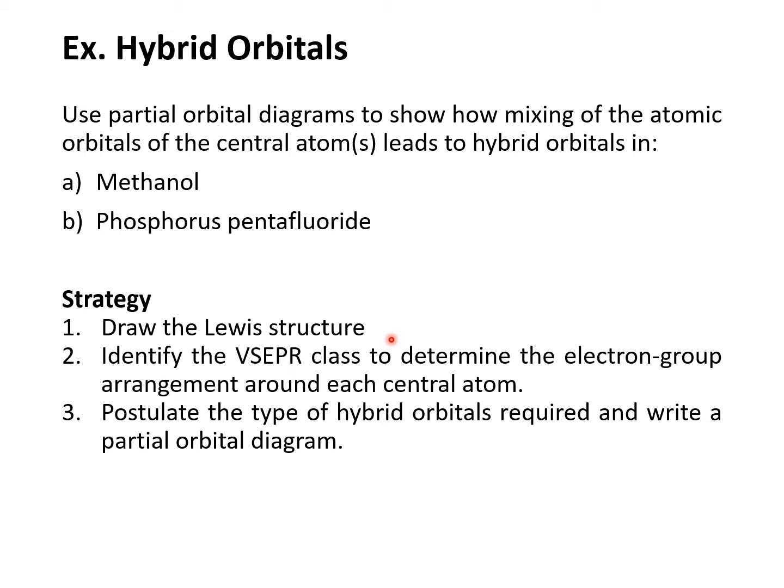Now, the strategy for these types of questions is number one, to be able to draw the correct Lewis structure for the molecule. Number two, to be able to write the VSEPR class from the Lewis structure. And this will then help us to deduce the hybridization of the orbitals around the central atom.